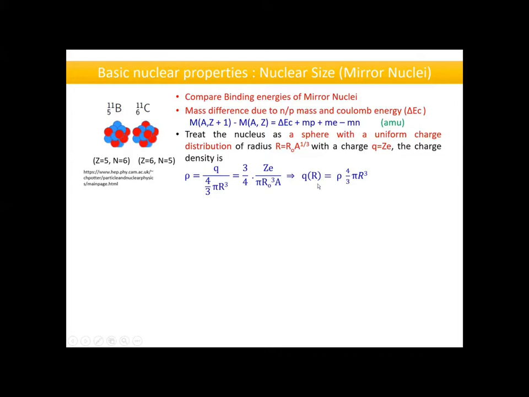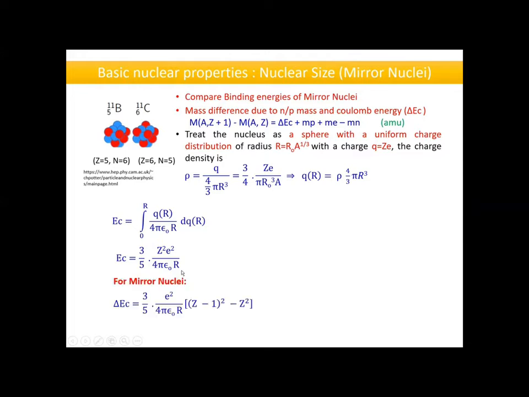Now we can calculate the Coulomb energy using Gauss theorem from electrostatics as this. So on substituting q(r) and its differentiation in this integration, we get the Coulomb energy as 3/5 Z squared e squared by 4 pi epsilon naught R. So for a pair of mirror nuclei with charges Ze and (Z minus 1)e, we get the difference in the Coulomb energy as this formula.